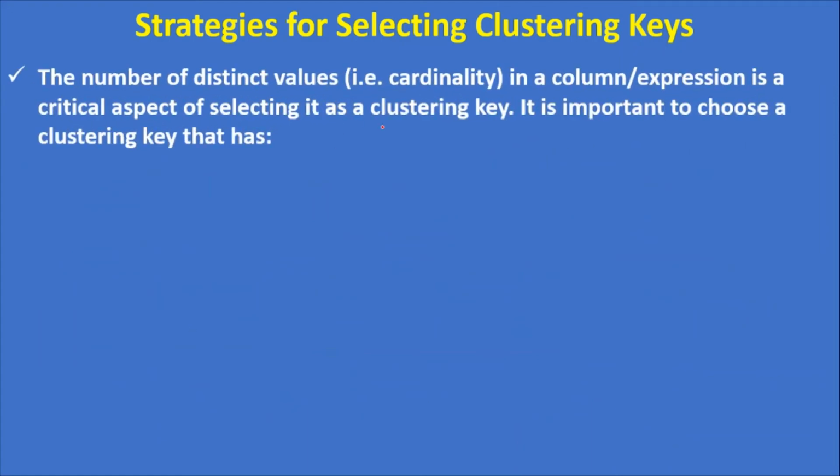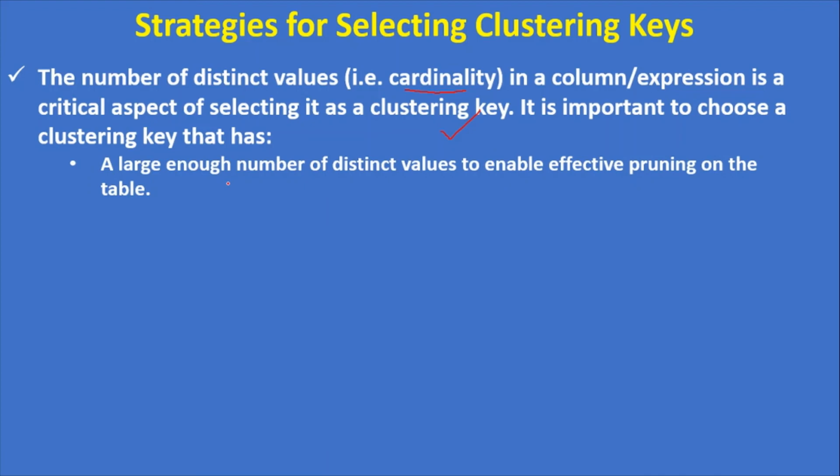Next is the number of distinct values, that is the cardinality here. For example, if you take gender in one of the tables, gender would be male or female. So here the cardinality is very low. The number of distinct values in a column or expression is a critical aspect of selecting it as a clustering key. It is important to choose a clustering key that has a large enough number of distinct values to enable effective pruning on the table.